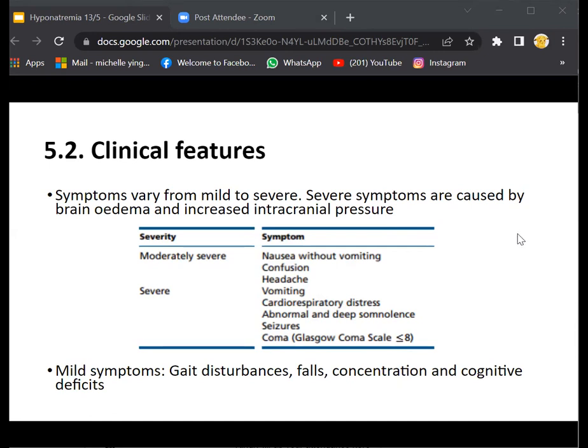Severe symptoms include vomiting, cardiorespiratory distress, abnormal and deep somnolence, seizures, and coma. Mild symptoms include gait disturbances, falls, and concentration and cognitive deficits.